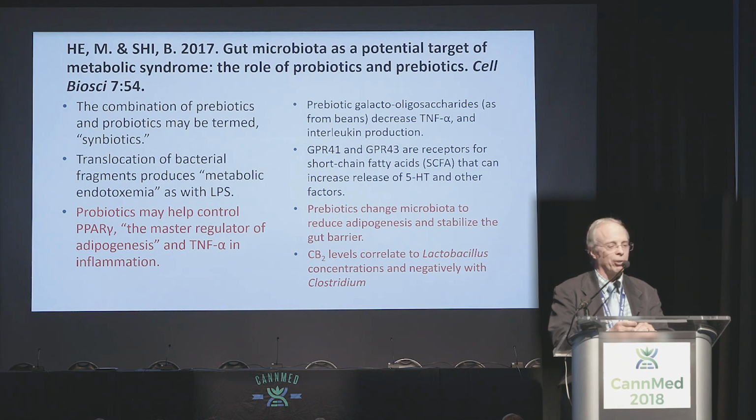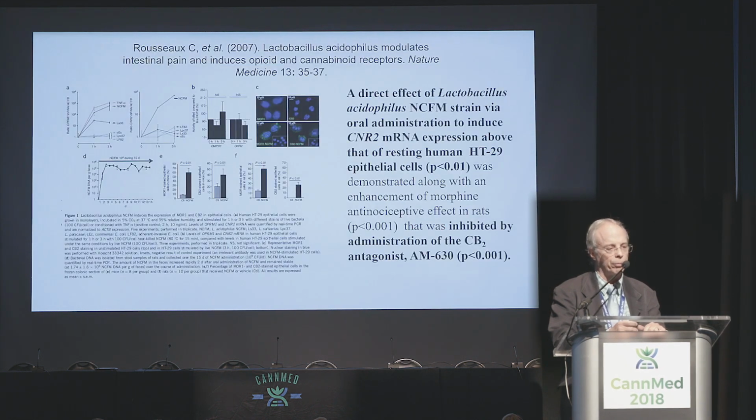Prebiotics, so those vegetative matter that the bacteria like, change the microbiota to reduce fat production and stabilize the gut so that it doesn't leak and allow toxic metabolites to enter the bloodstream. We also know that CB2, the non-psychoactive cannabinoid receptor, levels correlate to concentrations of lactobacillus, what's in yogurt, and negatively with Clostridial species that are often pathogenic.